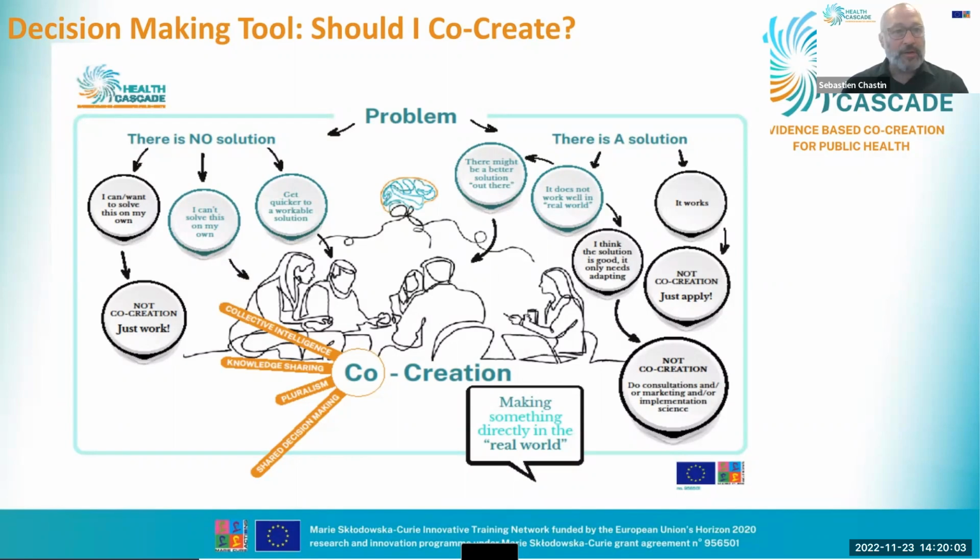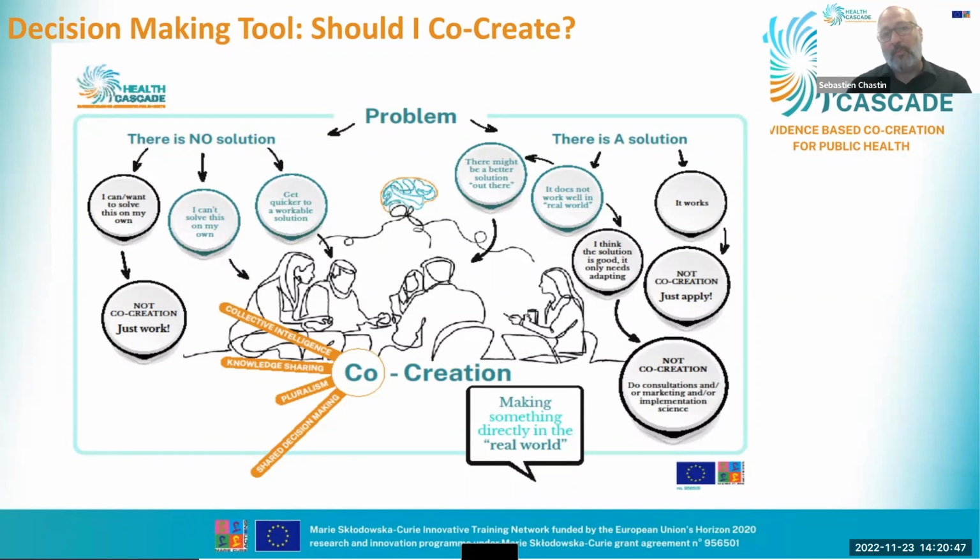In fact, we've often seen processes called co-creation when people still think that the solution they have works really well, but they just want to make it a little bit better, or make it work a little bit better in the real world. Then they engage in just consultation, which means they ask end users what they want, and they transform their solution a little bit. It's not a process of co-creation as such. In that case, you're better off engaging in consultation, some market research, or even implementation science to make your solution work better.